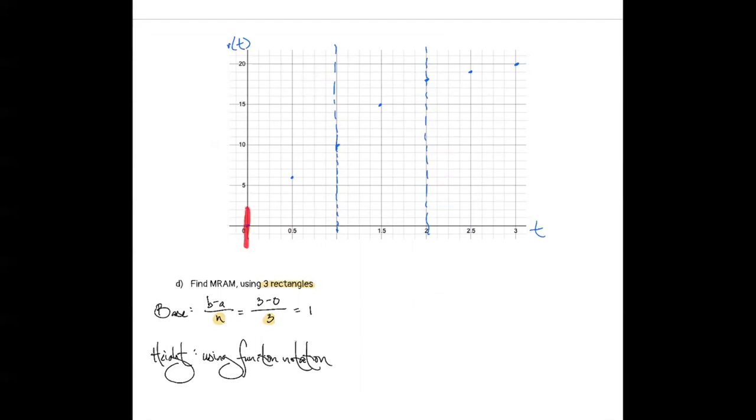So if we take a look at this rectangle, right? If we use f of 0, what would that be giving us? LRAM or RRAM?